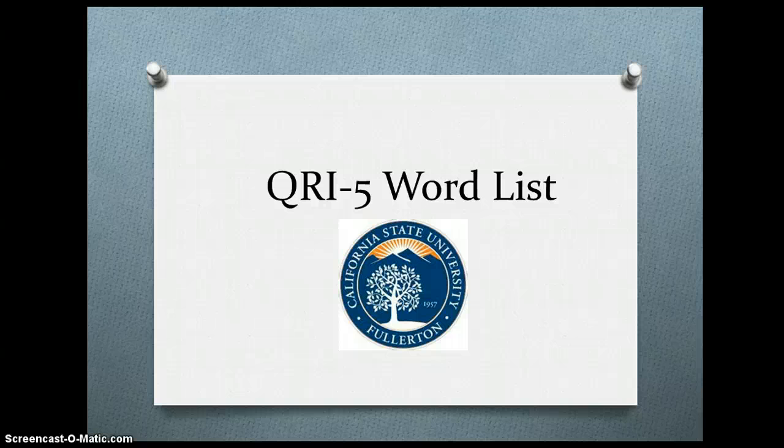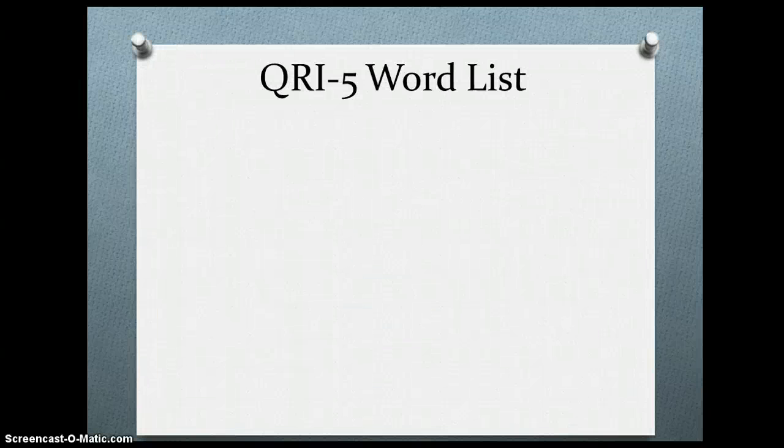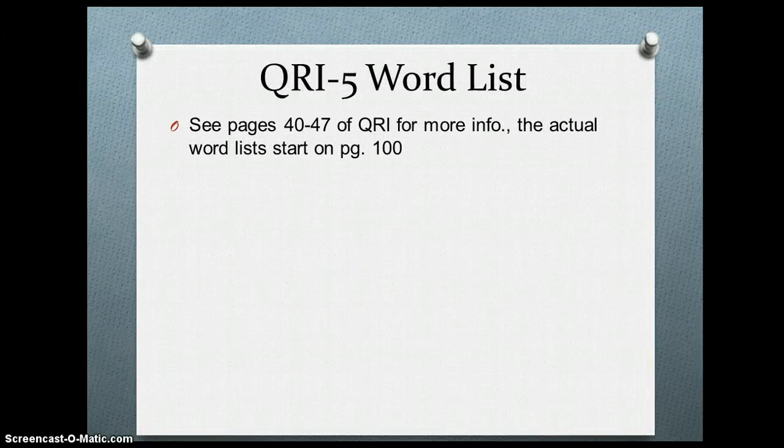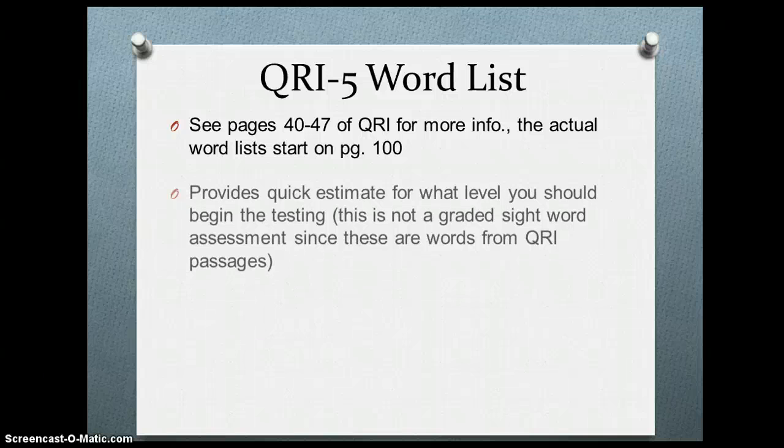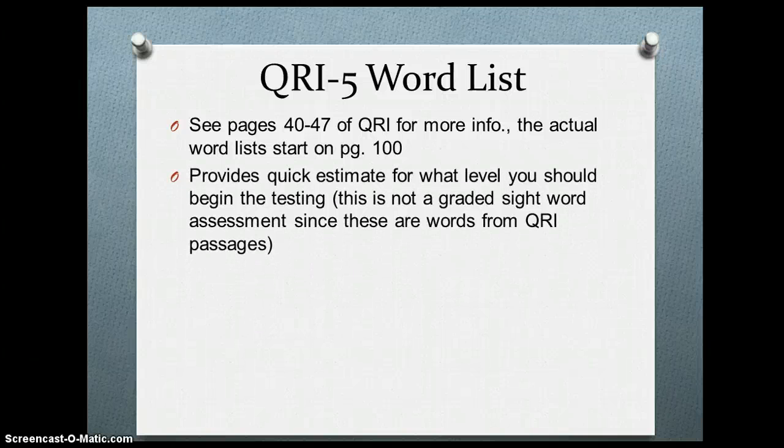All right, I guess I'm going to attempt to get you through the QRI 5 word list in 3 minutes or less. So you want to see pages 40 to 47 of the QRI for more info. The actual word lists start on page 100. This is going to provide you a quick estimate of what level you should begin testing.